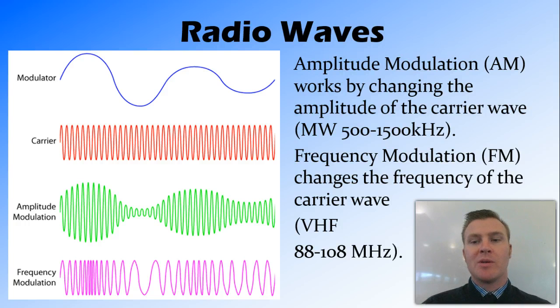with a frequency of about 500 to 1500 kilohertz. The other type is frequency modulation. Frequency modulation is where the frequency of the carrier wave is changed rather than the amplitude. The amplitude stays the same. And frequency modulation occurs between 88 and 108 megahertz, or in the very high frequency section of radio waves.